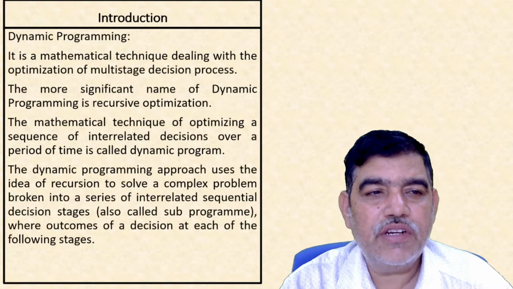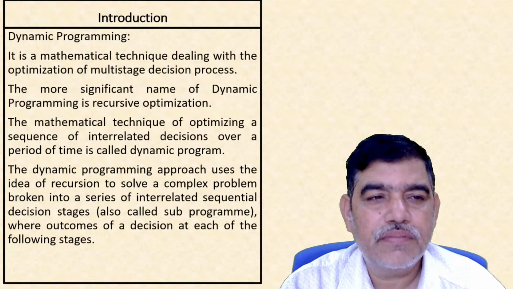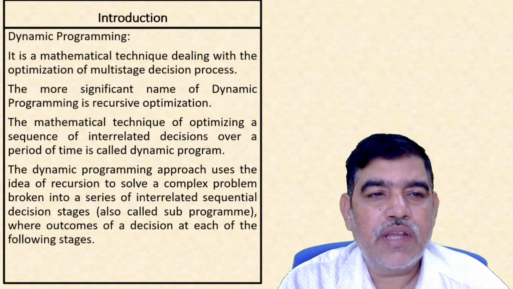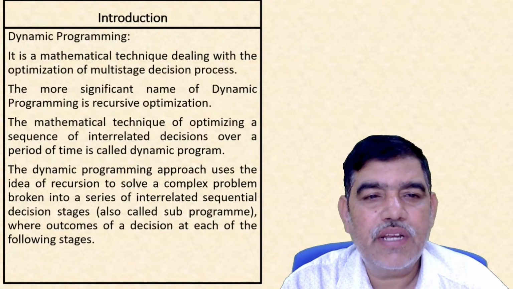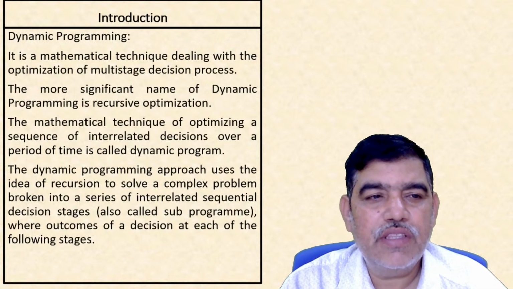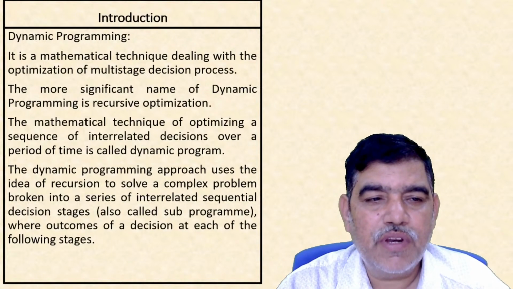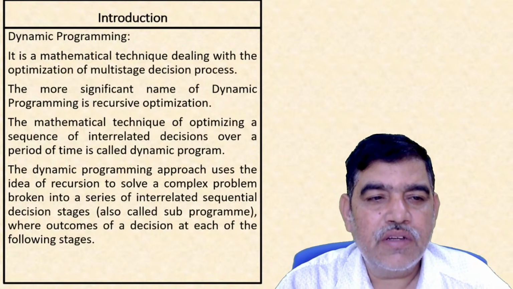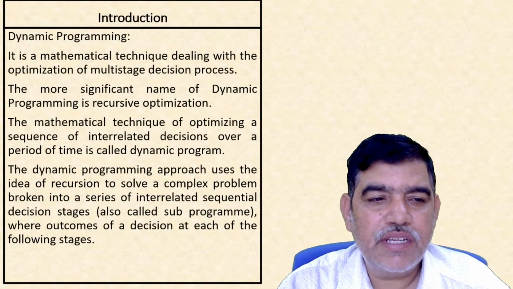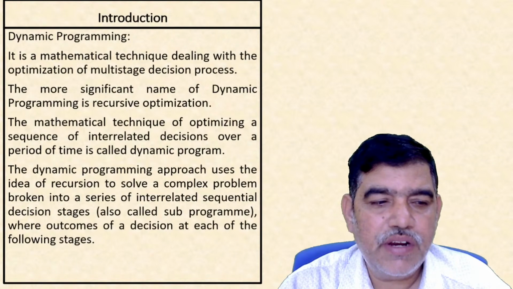So, what is actually dynamic programming? Dynamic programming is a mathematical technique dealing with the optimization of multi-stage decision processes. The more significant name of dynamic programming is recursive optimization. The mathematical technique of optimizing a sequence of interrelated decisions over a period of time is called dynamic programming.